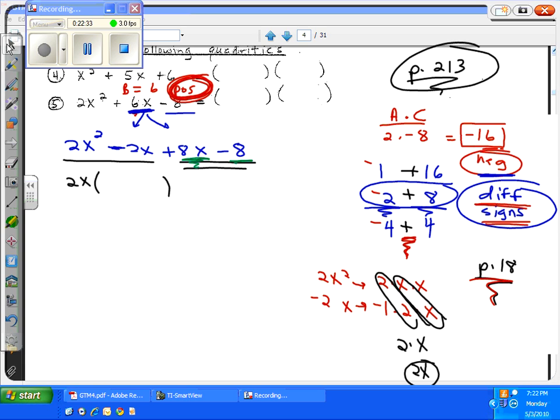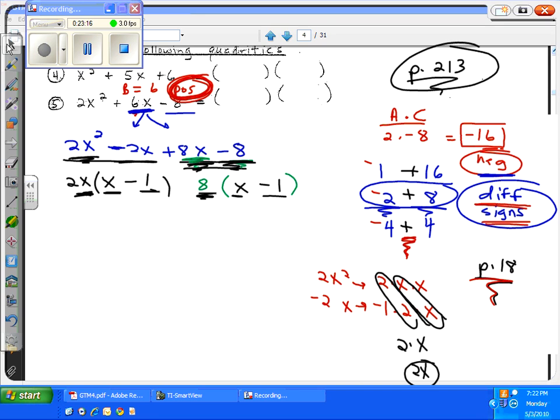We can see pretty clearly there that between the 8x and the -8, we would pull out 8 from that pair. So on the left pair, we say 2x times what is 2x squared, and it's an x. 2x times what is -2x, and it's a -1. We already have 2x, we just need to change its sign. Over here on the right, 8 times what is 8x, and it's an x. We already had the 8. 8 times what is -8, and it's a -1 because we just needed to change the sign.